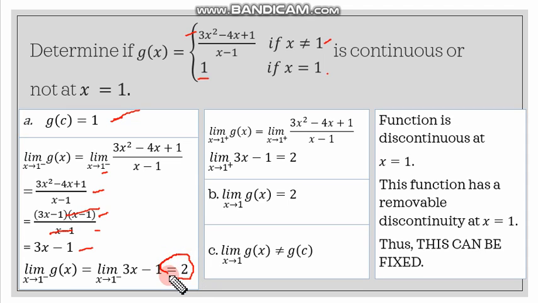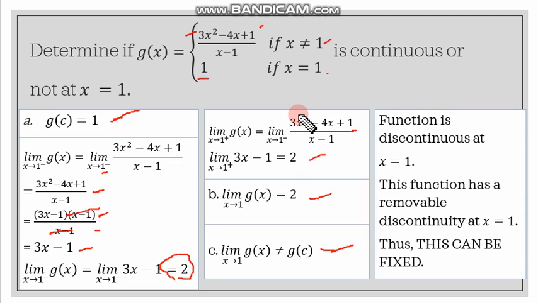So the limit of the function on the left is equal to 2. Since we will use the same equation for the right side limit, we also expect that the limit on the right side is equal to 2. Therefore, the limit of the function is equal to 2. So the limit exists and g of c exists. Okay, for the third condition, the limit of the function is equal to 2 while g of c is equal to 1. Therefore, the limit of the function is not equal to g of c. So it is discontinuous at x equal to 1.